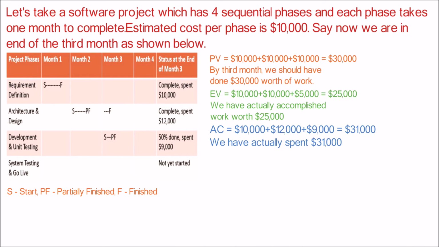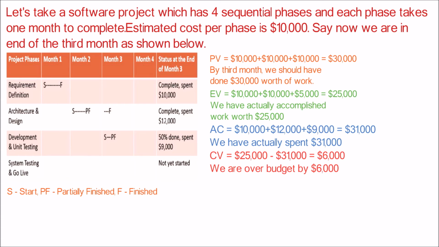Now we will calculate the actual cost. The cost for the first month is $10,000, $12,000 for the second month and $9,000 for the third month. Adding all, we can estimate the actual cost as $31,000.